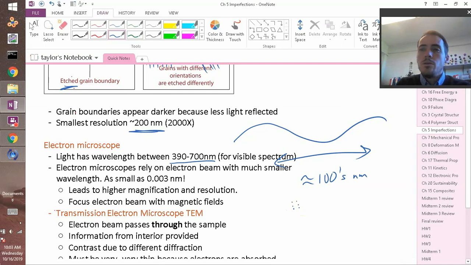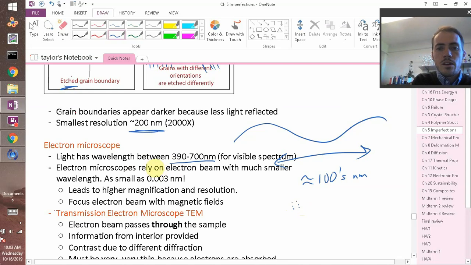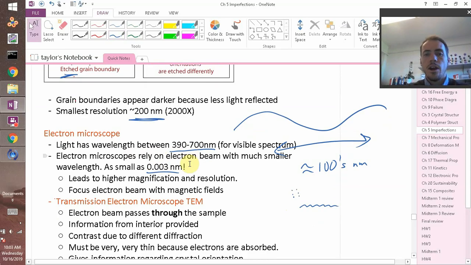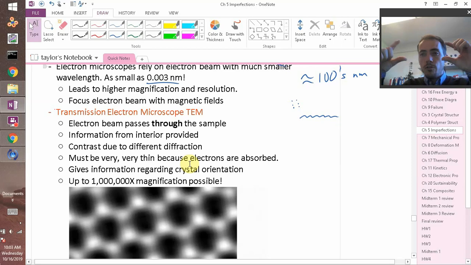That's why we use electron microscopes. Electron microscopes can shrink this wavelength to really, really small so that we can see them. You can go really small, definitely small enough to see atoms technically. This allows you to get higher magnification. You can also focus the beam really, really small, which has some benefits, right?